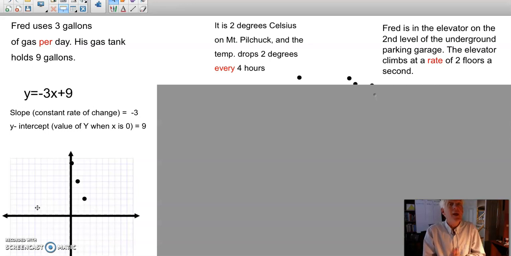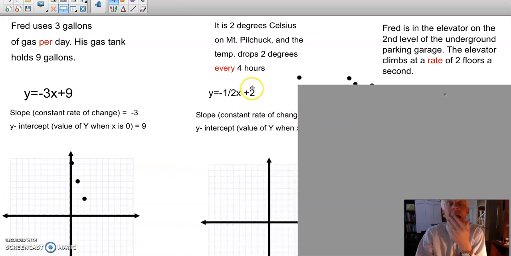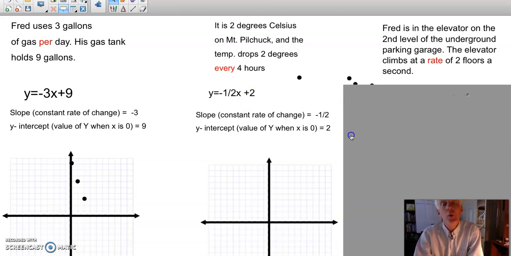I made this tricky. If it goes down 2 degrees over 4 hours, remember slope is rise over run. So how would that be? Well, that would be 1/2. That means every hour, it goes down 1/2 of a degree. And this negative is going down, starting at 2 degrees. Now let me show you how that slope works on this one. The slope is negative 1/2. I know you're saying, how do I get 1/2 out of 4 and 2? The run is 4 hours. The rise is 2. We're going down 2 degrees. 2 over 4 is minus 1/2.